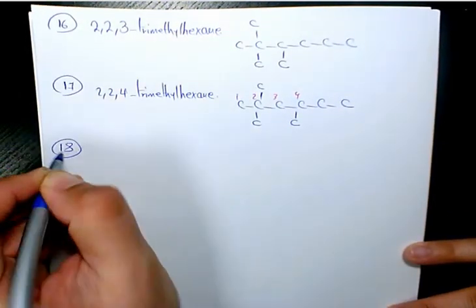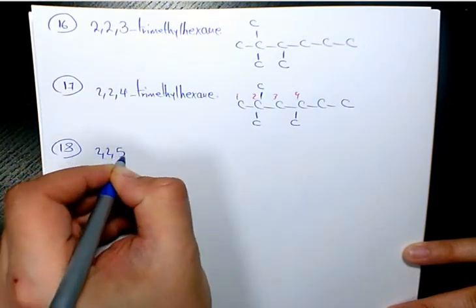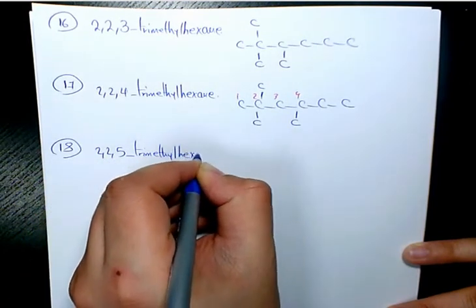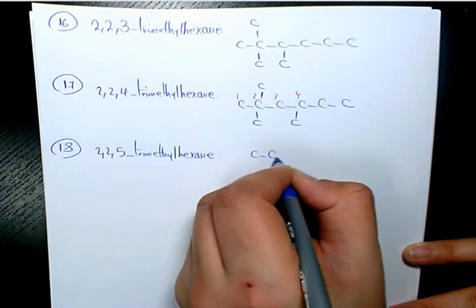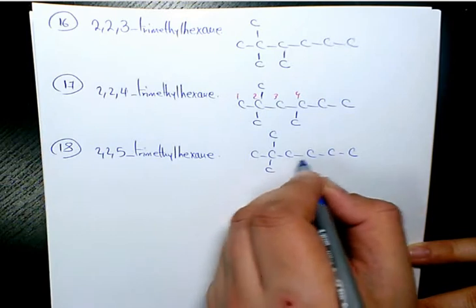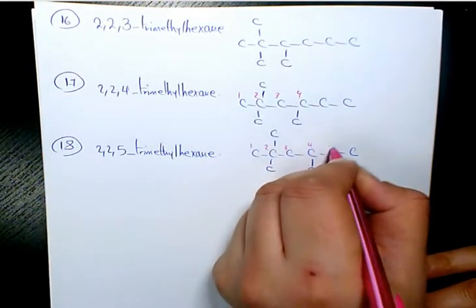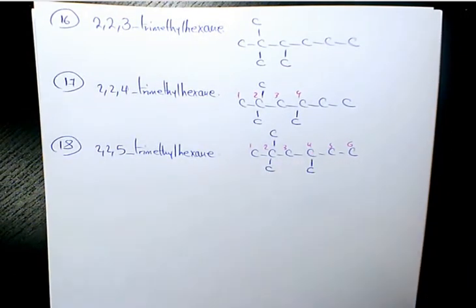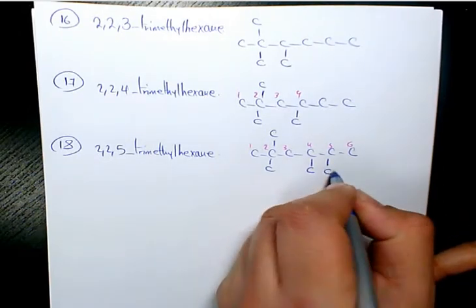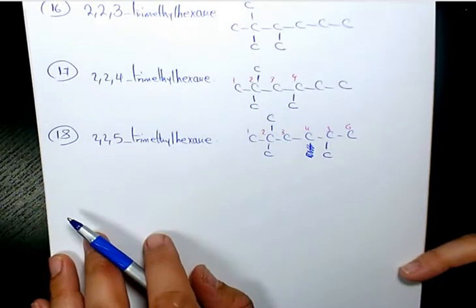Next one is going to be number 18. It's going to be 2 and 2 and 5 trimethyl hexane. 1, 2, 3, 4, 5, 6. Methyl, and it's going to be carbon in here. It's going to be actually on 5, this one, because we had this one here. So 2 and 2 and 5 trimethyl hexane.